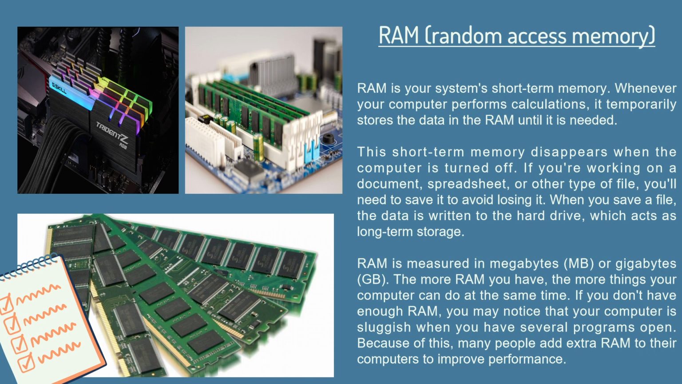RAM, Random Access Memory. RAM is your system short-term memory. Whenever your computer performs calculation, it temporarily stores the data in the RAM until it is needed. This short-term memory disappears when the computer is turned off. If you're working on a document, spreadsheet, or other type of file, you'll need to save it to avoid losing it. When you save a file, the data is written to the hard drive, which acts as long-term storage.